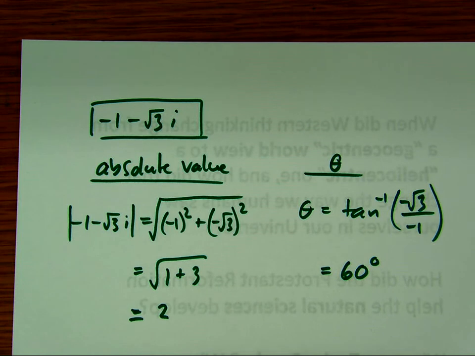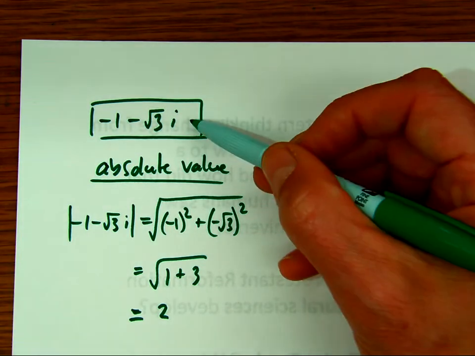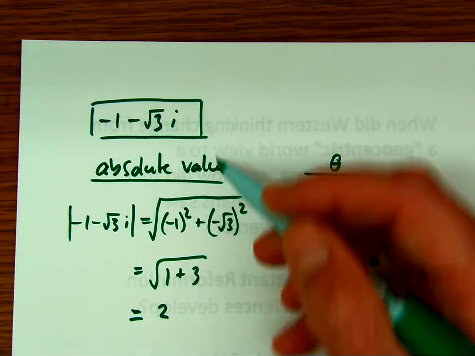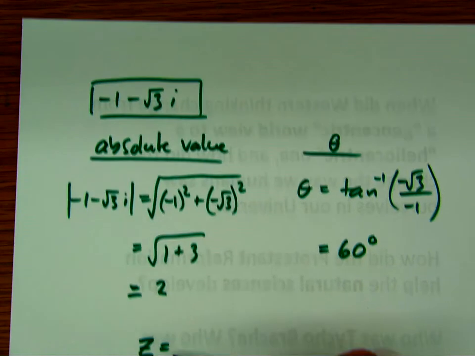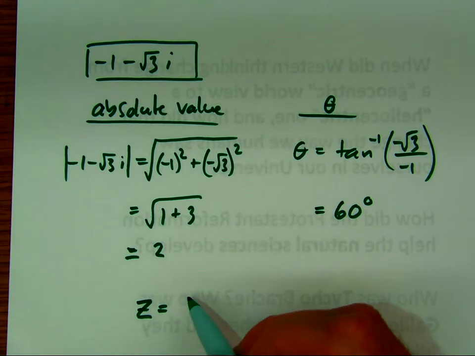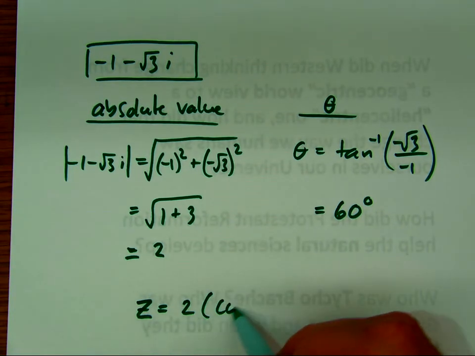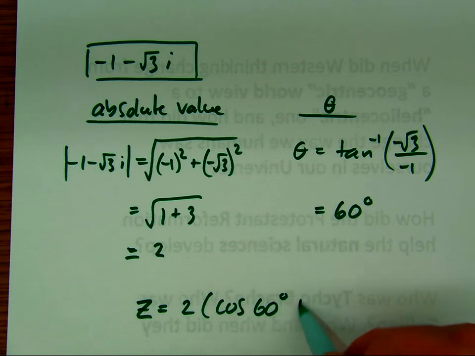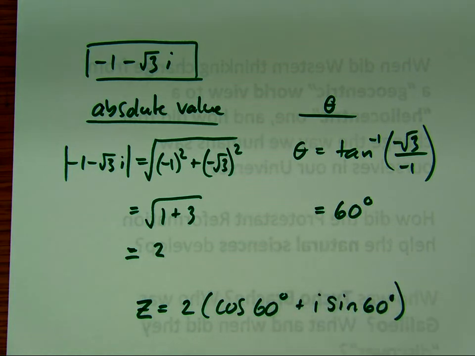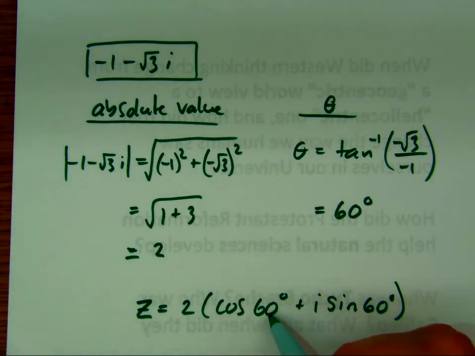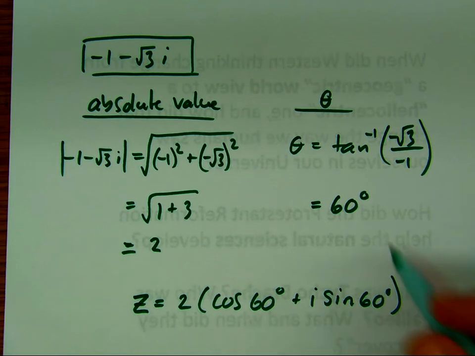So the polar form, we have the standard form and now polar form. Z is r cosine theta plus i sine theta. Nope, it's not going to be 60. Let's take a look at the graph.